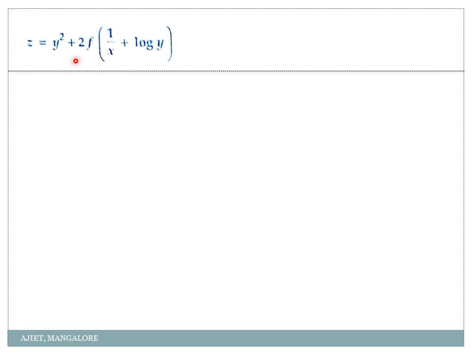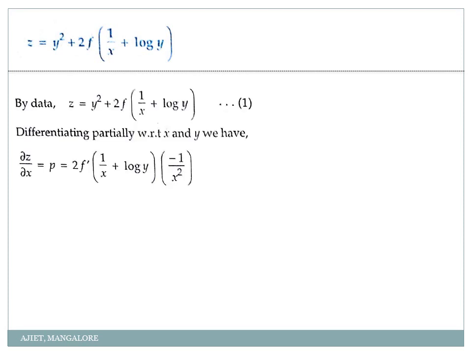Next problem. z is equal to y square plus 2 into f of 1 by x plus log y. Again it involves only one function, so a single differentiation is more than enough. There is no need to go for dou square z by dou x square and all. Those types of problems will be coming next, and I'll explain them, don't worry. So first I'll differentiate with respect to x and y.